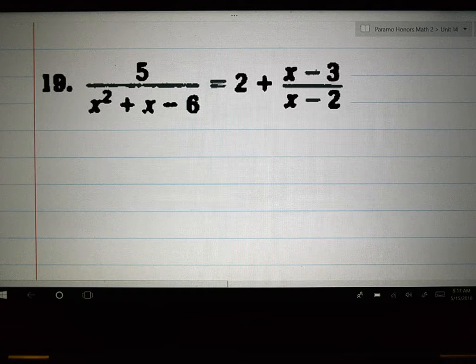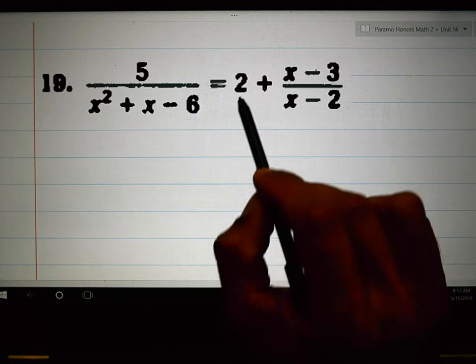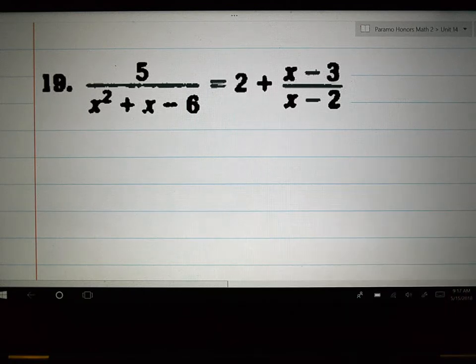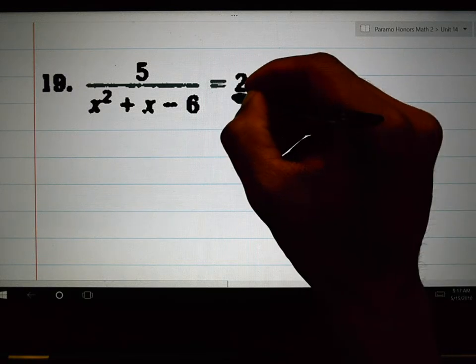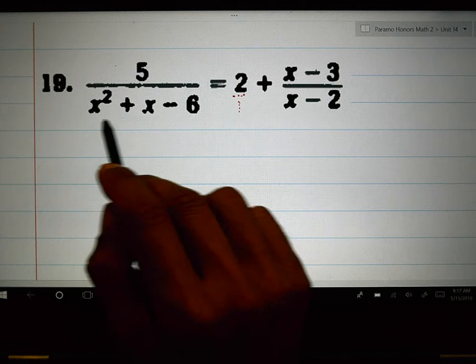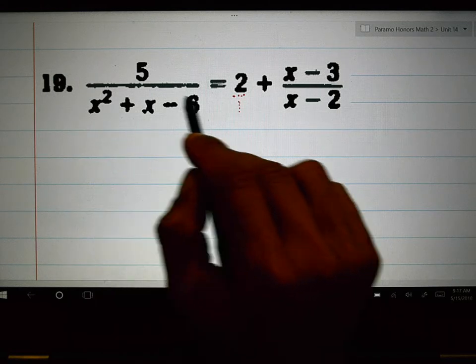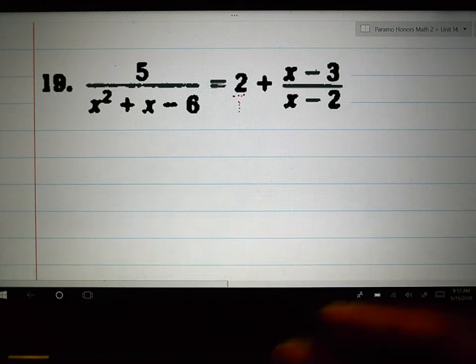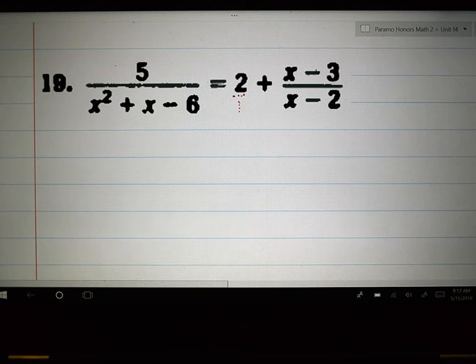The reason why I chose number 19 is because of 2 reasons. Because of this 2 that doesn't have a denominator, or that the denominator is an invisible one. And I chose number 19 because this fraction here, this denominator, is not factored, and I always recommend that you factor it first.